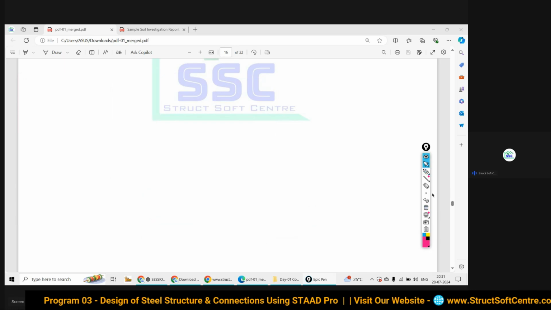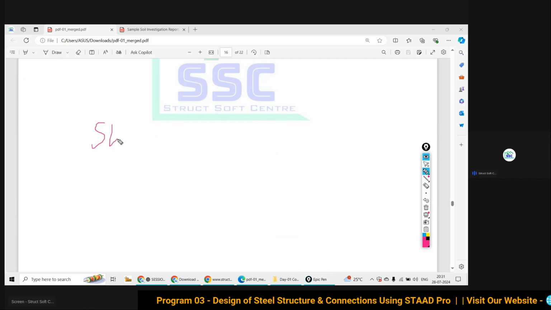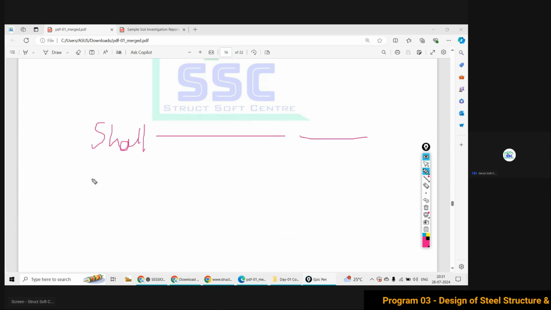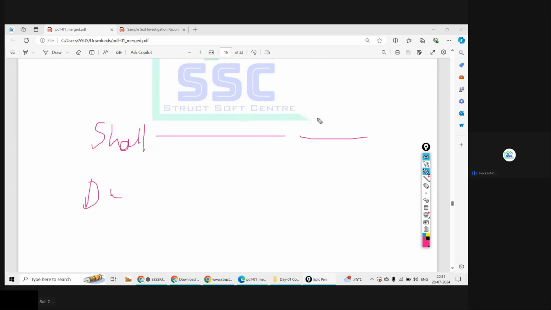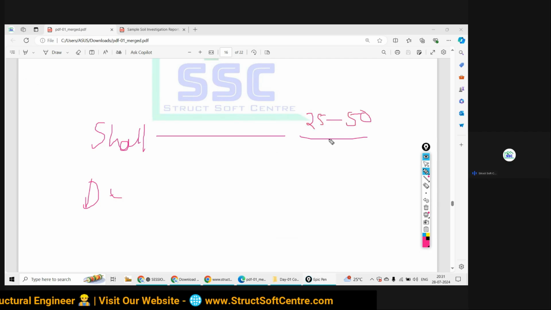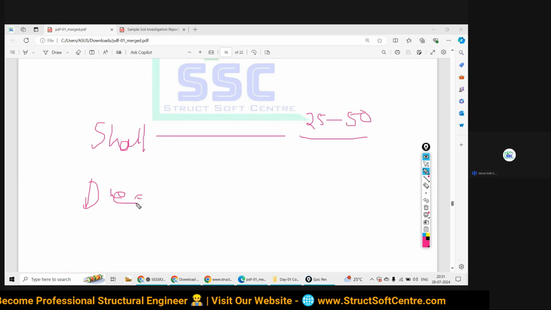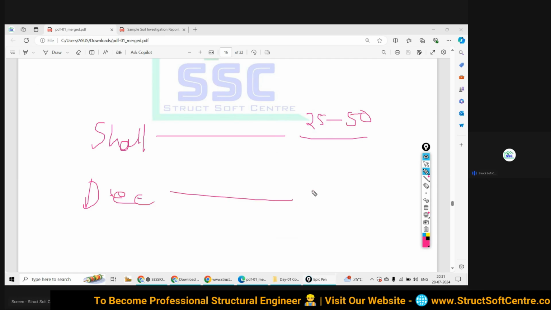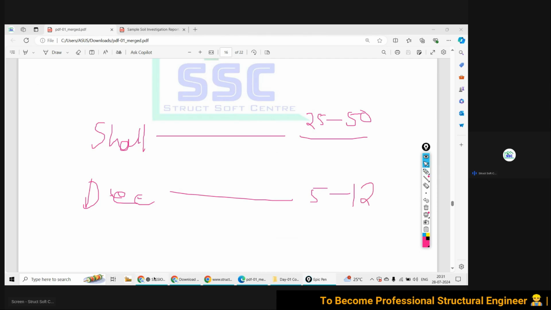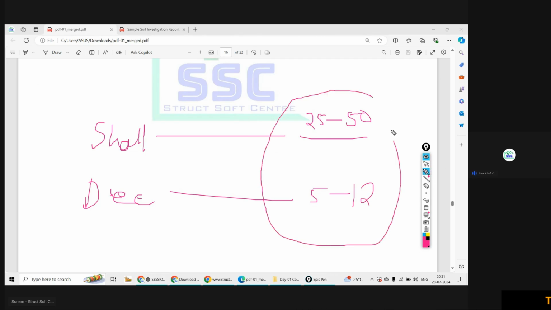For different types of structures, as for the shallow foundation, we allow some settlement. For the deep foundation we also allow some settlement. For the normally shallow foundation, note this point, 25 mm to 50 mm of settlement is allowed. And for the deep foundation, the allowed settlement is from 5 mm to 12 mm. Are you all with me? This is not a fixed value, I'm just giving the general value based on experience.